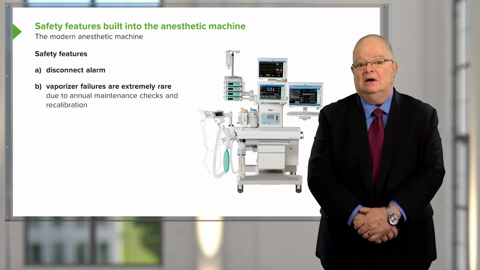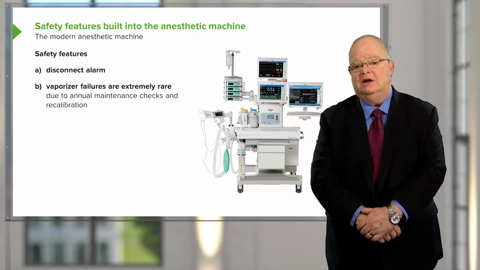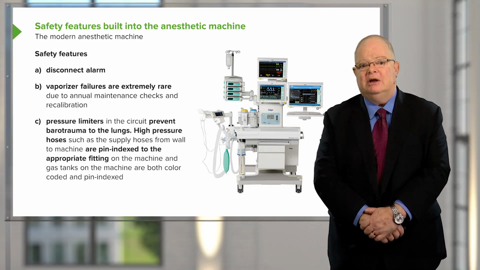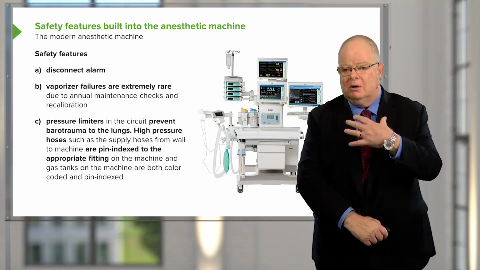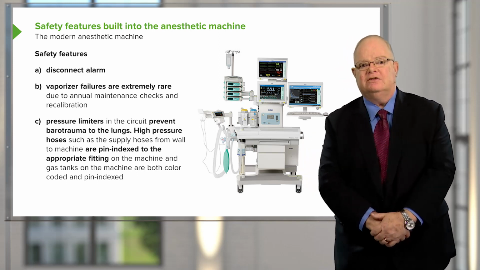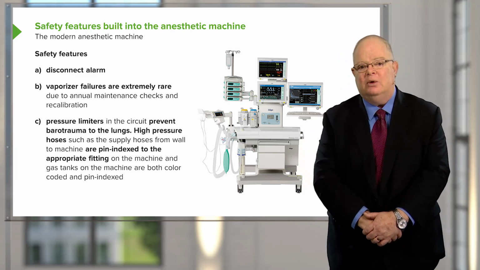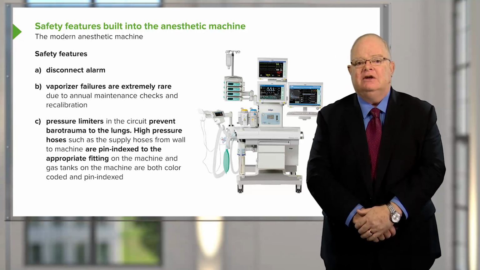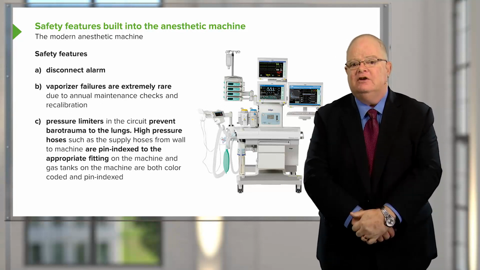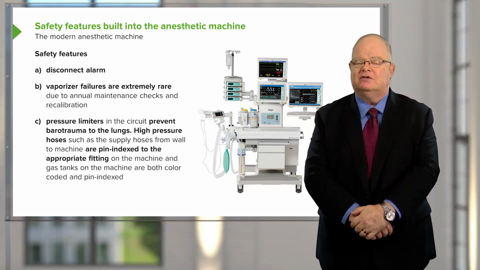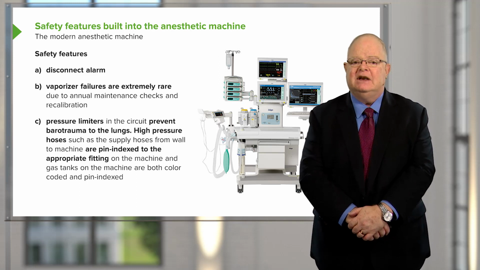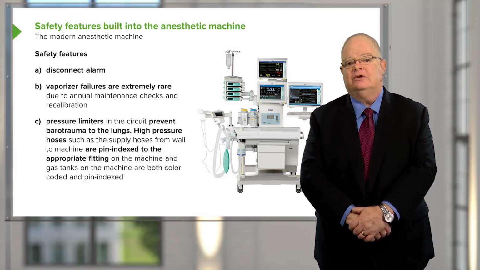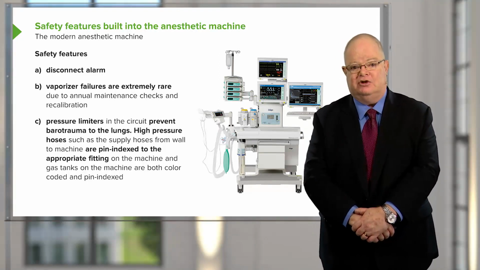Vaporizer failures are almost unheard of nowadays because of the frequent checks that are done and recalibration that's done. And pressure limiters in the circuit prevent barotrauma or increased pressure damage to the lungs. High-pressure hoses, such as the supply hoses from the wall to the machine, are pin-indexed according to the gas they carry, so that they can only fit into certain connectors on the anesthetic machine, so that you don't have the risk of connecting an air hose or a nitrous oxide hose to the oxygen system in the machine.